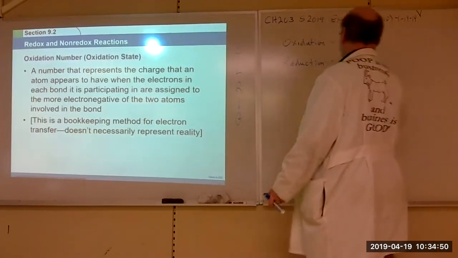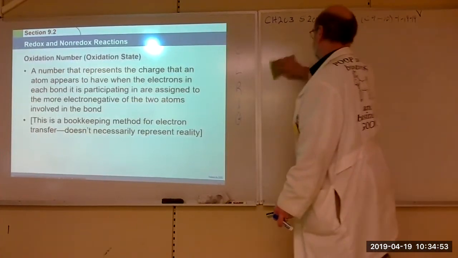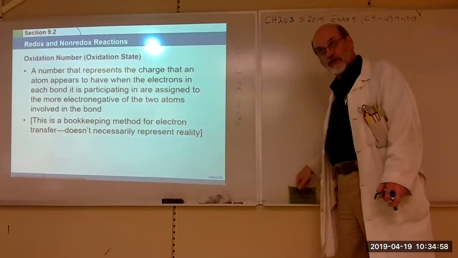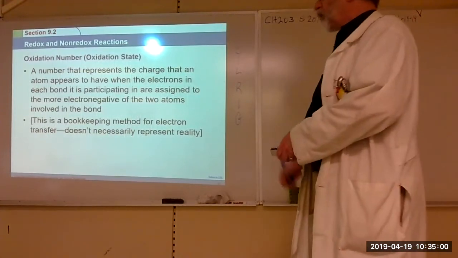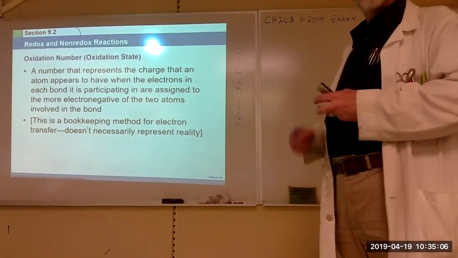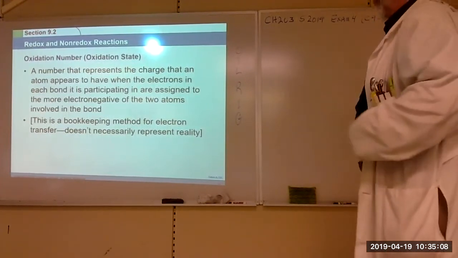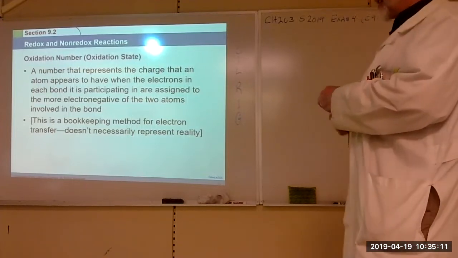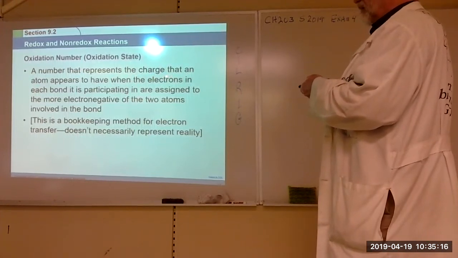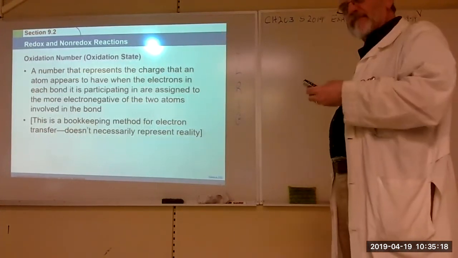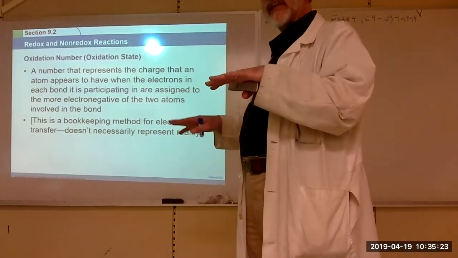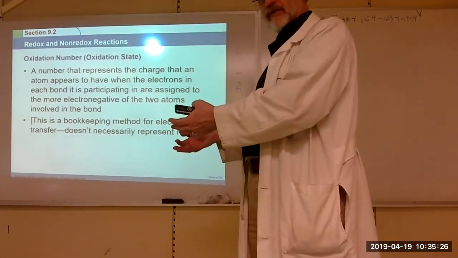So in order to tell if electrons have been transferred, we need a way of bookkeeping, a way to keep track of our electrons so we know when they've moved. And one way to do that is to identify the oxidation state of each element. What do we mean by that? Well, in general, the number represents a charge, but it may not necessarily be an actual charge. This is just a bookkeeping scheme. We treat it as if it's a charge.